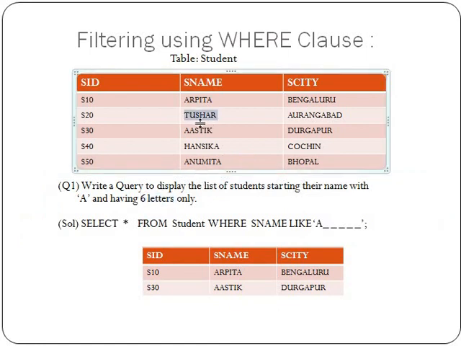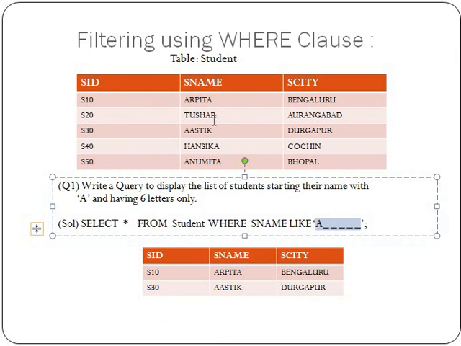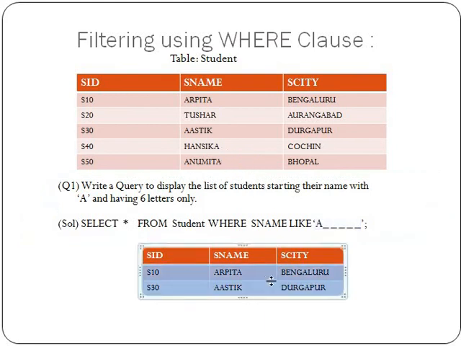The rest of the students, Tushar and Hansika, are also discarded. This is because Tushar is starting with the letter T and Hansika is starting with the letter H. So for these 2 entries, Tushar and Hansika, the criteria where it is to start with the letter A is not fulfilled. So the records of these 2 student names, Tushar and Hansika, are also discarded. So we have only these 2 entries in the output table.